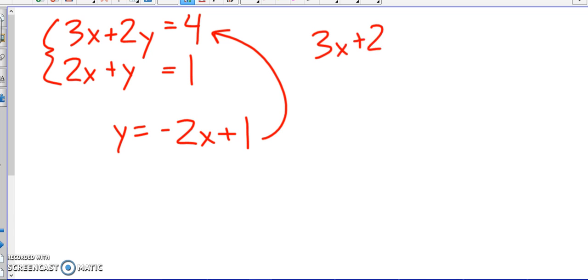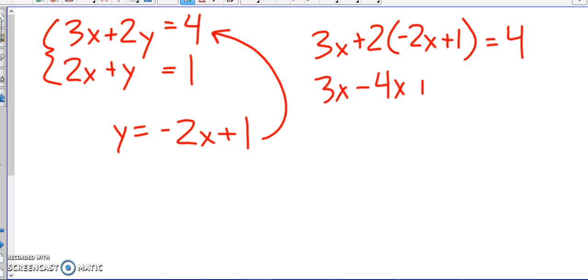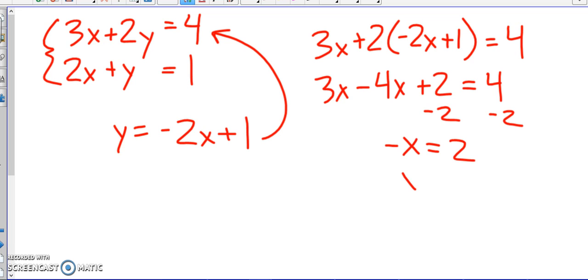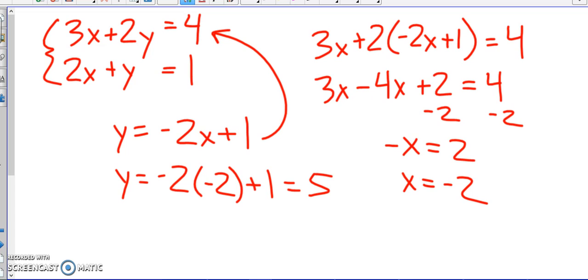3x plus 2 times negative 2x plus 1 equals 4. 3x minus 4x plus 2 equals 4. Negative x equals 2. X equals negative 2. Yay, enthusiasm. I plug that in over here, and I get 5.